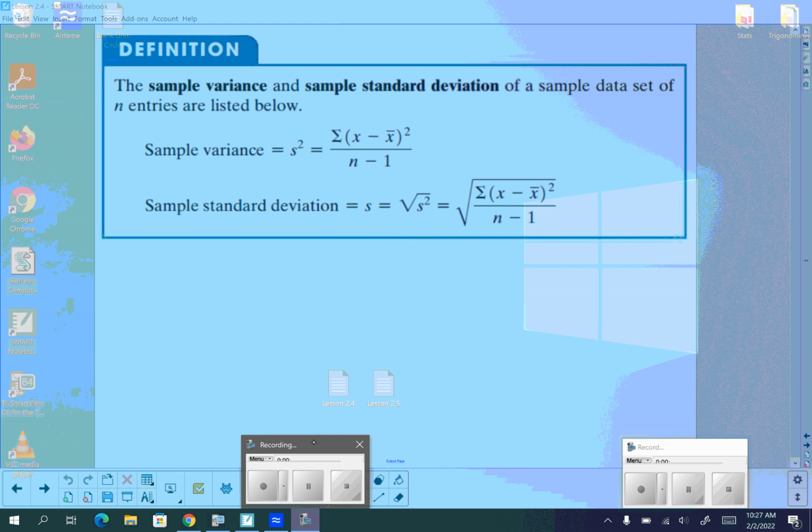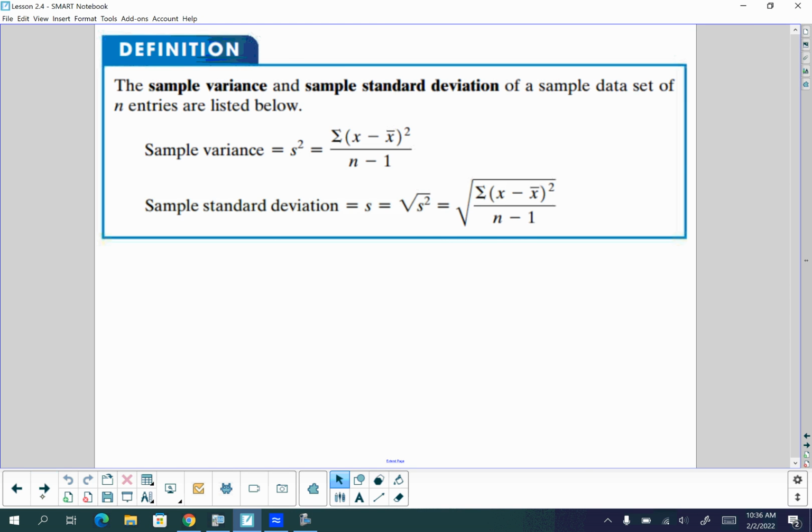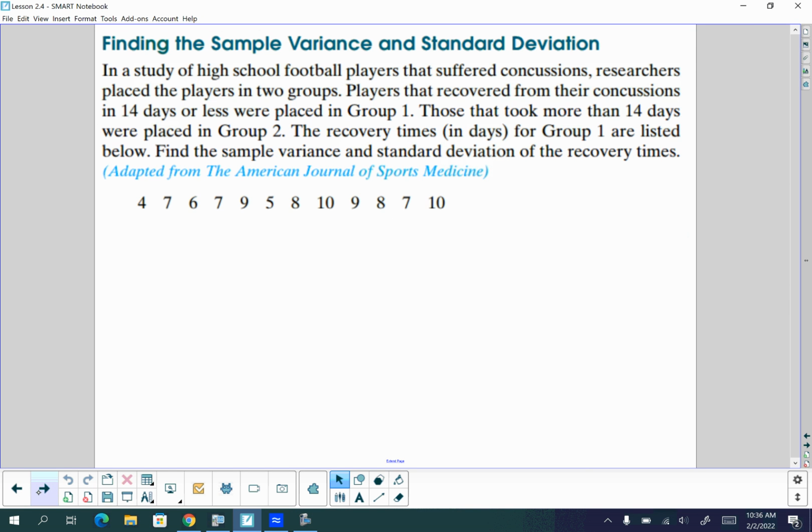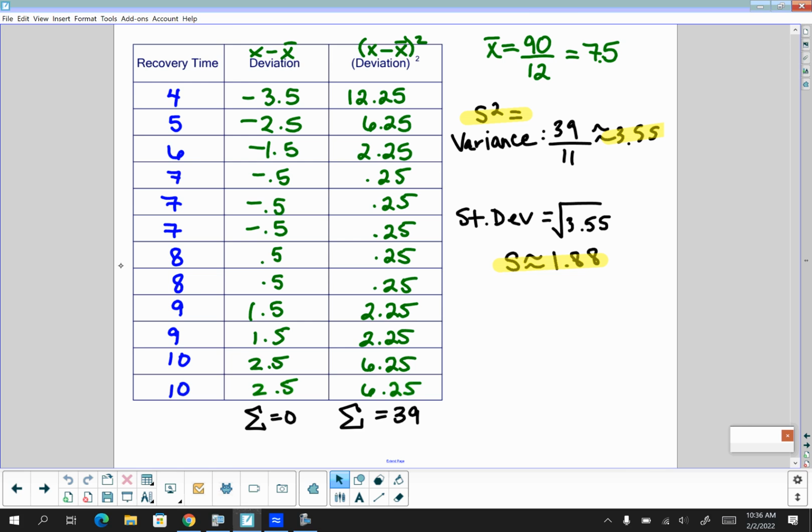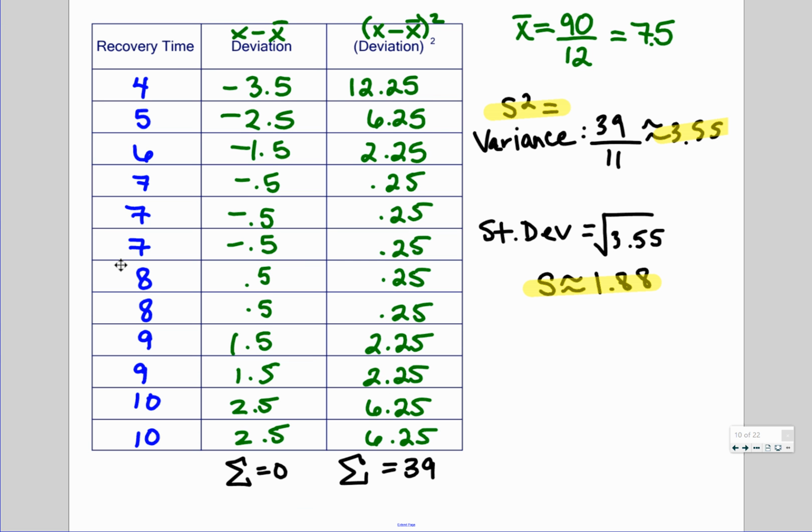What is going on here? How did you do here? There you go.